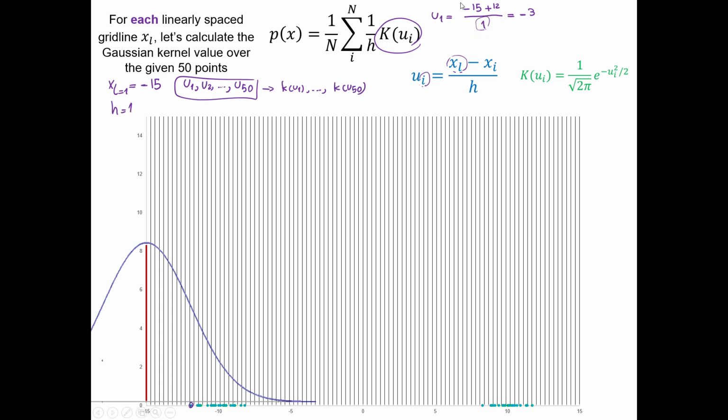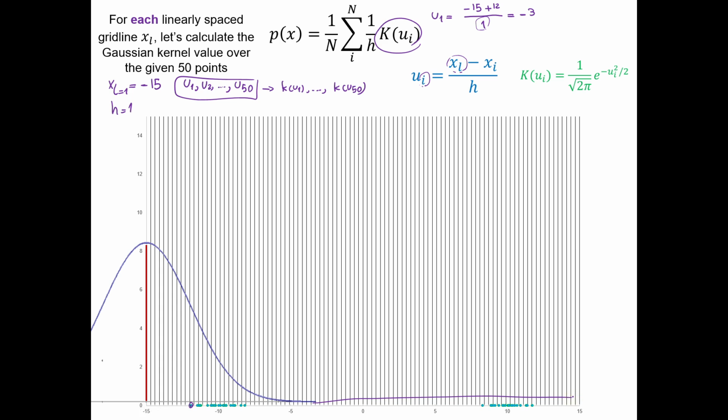So in fact, the u's that I have here are the horizontal distance, the normalized one, from each data point to our grid line, right? So I need to calculate for all of them.